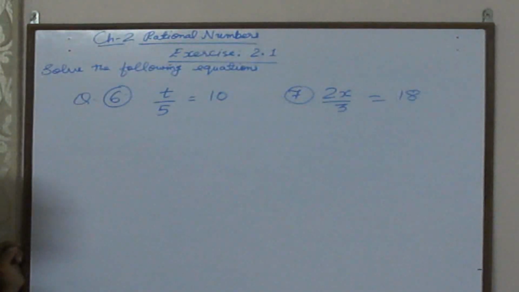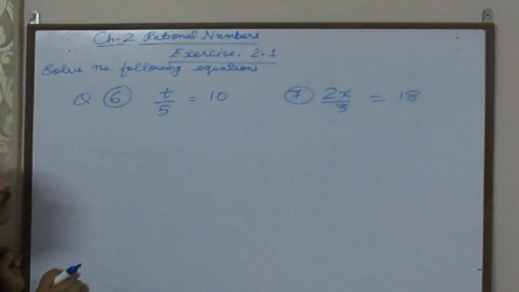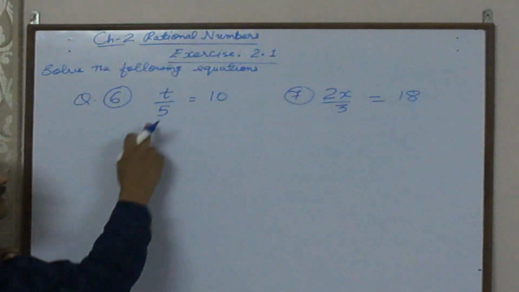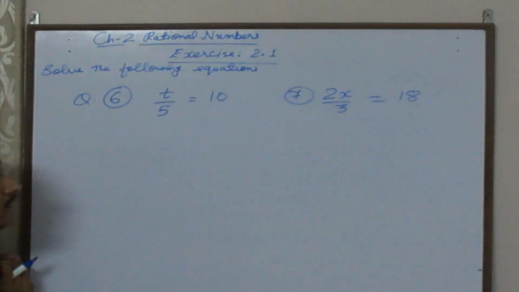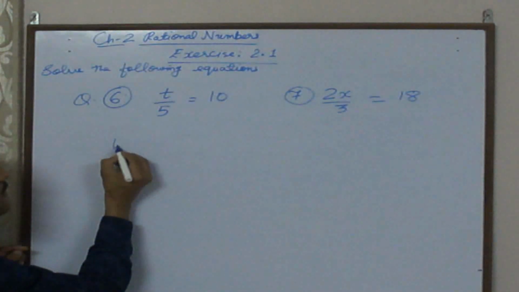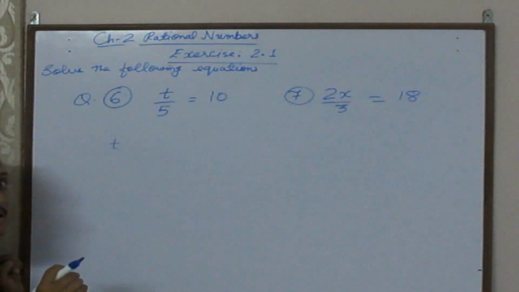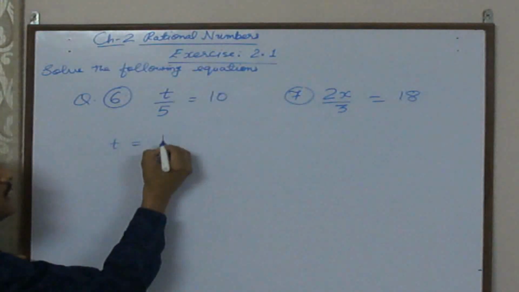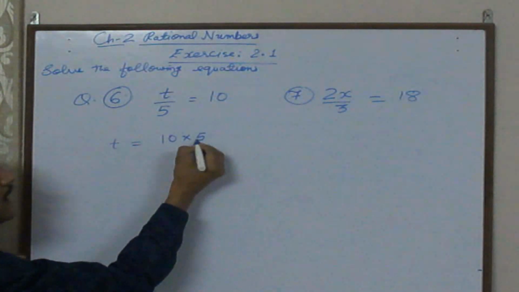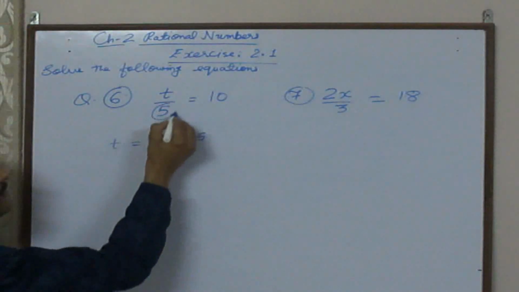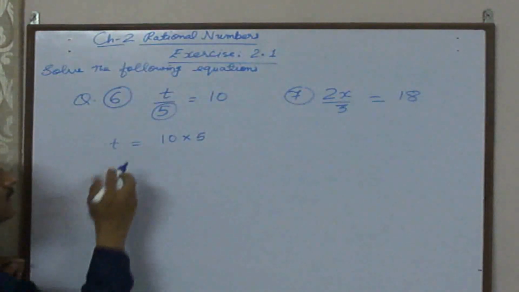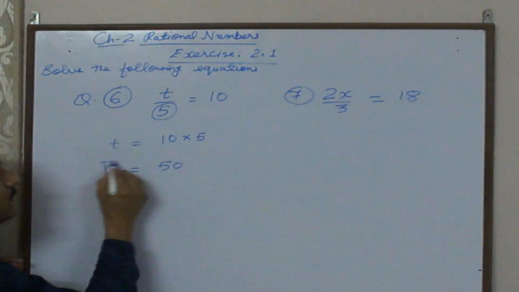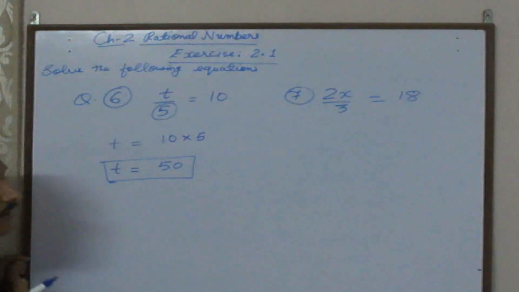Now let us do question number 6. As I told you, in question number 5 that was in multiplication. Now here it is in division. Number 5 is in division with the variable. So what we'll do? Whenever any number is in division with the variable, it will go to multiplication. 10 into 5. This is in division with the variable, so it will go to the multiplication side. 10 5s are 50. t equals 50 is the solution of the equation.